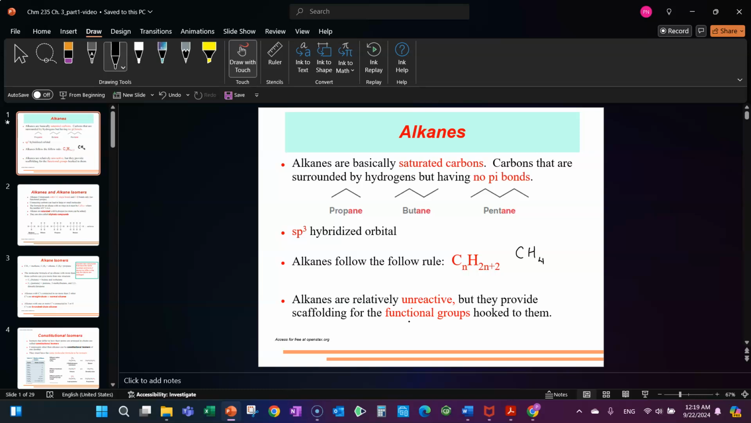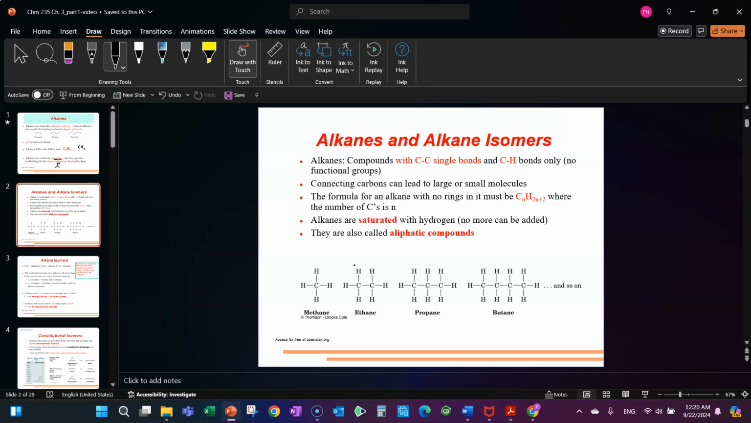Another characteristic is that since they are saturated carbons, they are pretty much unreactive. They have no motivation to react because the carbon atoms' valencies are completely fulfilled by hydrogen atoms. But they can be used to provide a scaffold for placing functional groups in them. So for example, you can take an alkane and put an OH group in there, and you can create an alcohol with it. So it's important that we start our studies with naming alkanes.